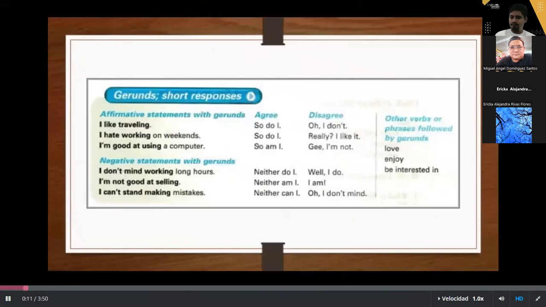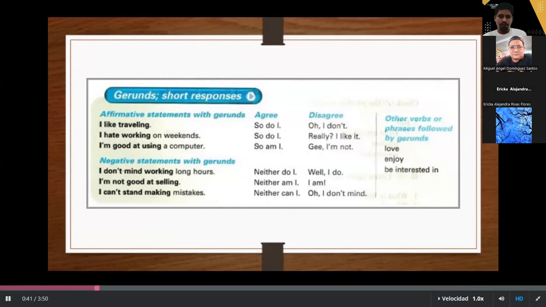Gerunds, short responses. Affirmative statements with gerunds. I like traveling. Agree: So do I. Disagree: Oh, I don't. I hate working on weekends. So do I. Really? I like it. I'm good at using a computer. So am I. Gee, I'm not.